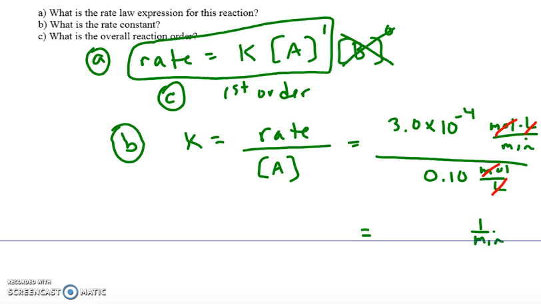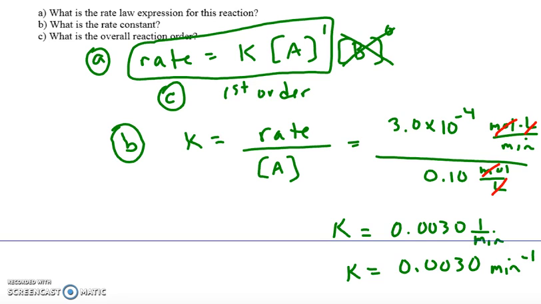And if we do the math, our calculator is going to tell us it's 0.0030, right? So there's our rate law constant. You could also express it as 0.0030 minutes to the negative 1 power. Okay, so there we go.